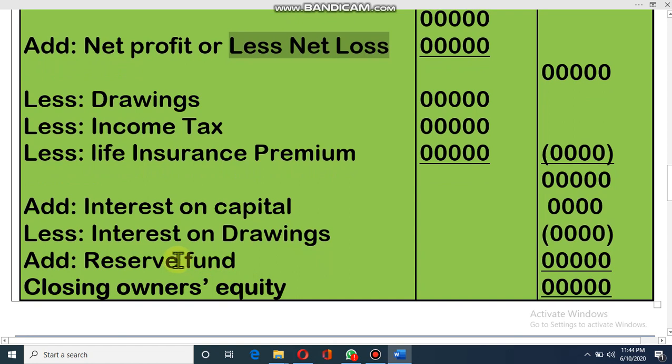Then the last item is reserve fund. If any reserve fund is given in the trial balance or in the adjustment, that will be added, because the reserve fund means the money kept in the business from profit. That means an organization owner would not like to take all of his profit in his account. He would like to keep some money in the business as a reserve, so that in future if there is any type of opportunity he can utilize it. That's why reserve fund is also money of the owner. That's why if any reserve fund is given in the trial balance, you have to add it. If there is any reserve fund in the adjustment, that will also be added.